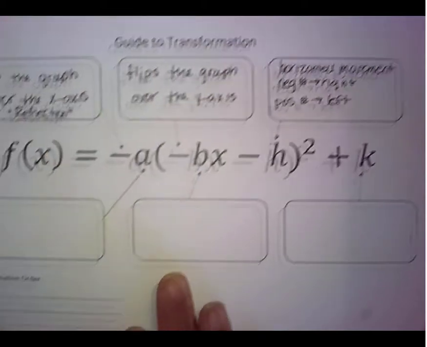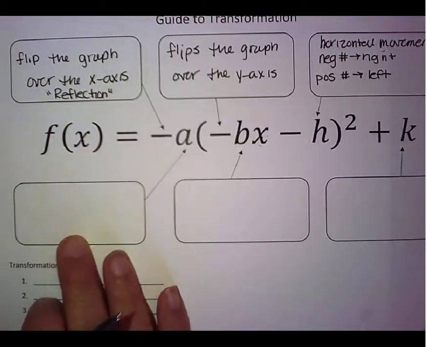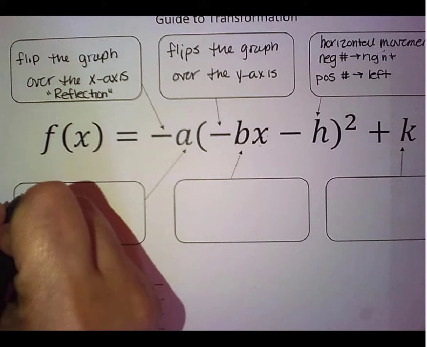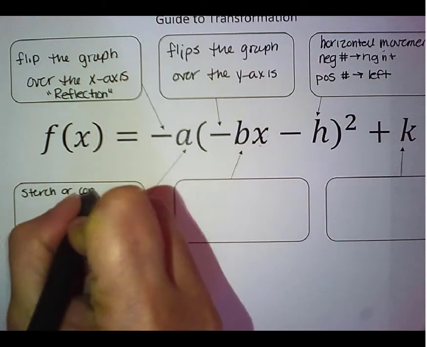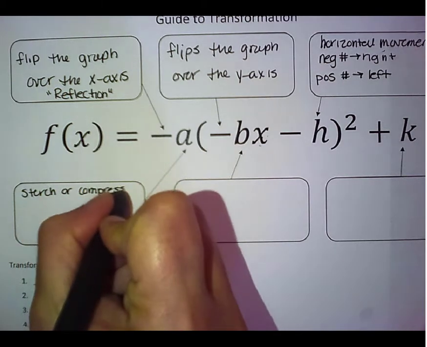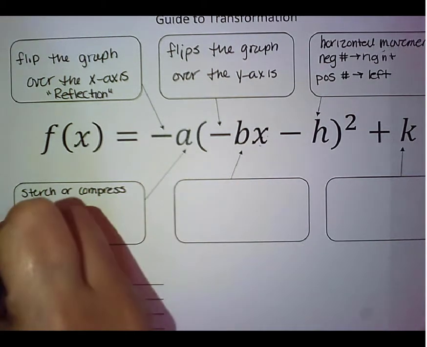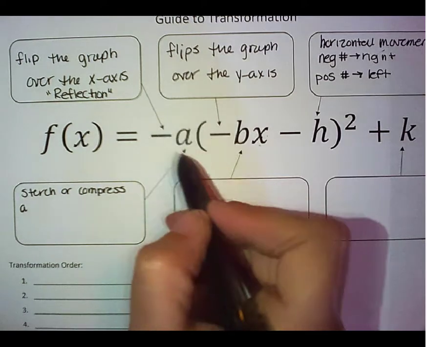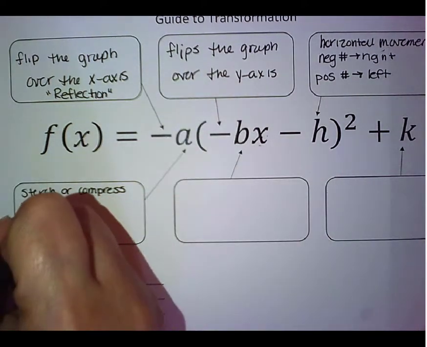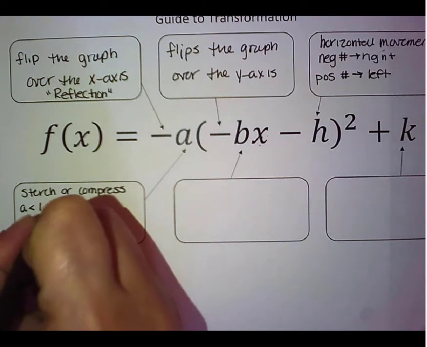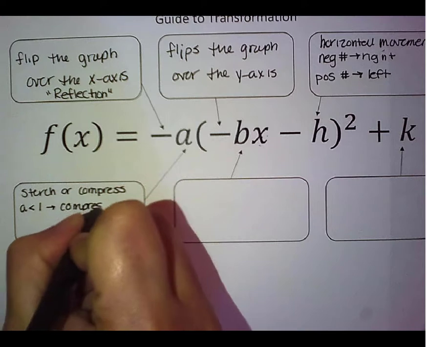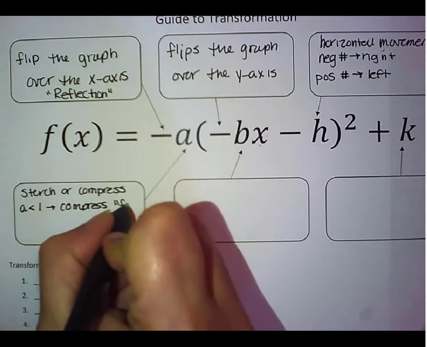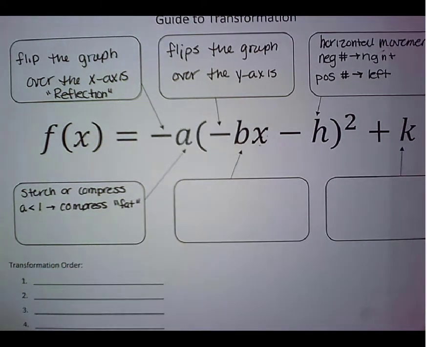All right, let's go down here on the bottom. Let's fill in these bottom boxes. So this little a right here, this is your stretch or compress. If a, and I am not worried about the negative, I'm just talking about the positive value, if a is less than 1, this will compress your graph. What I like to say is it makes your graph fat, pushes it down closer to the x-axis.